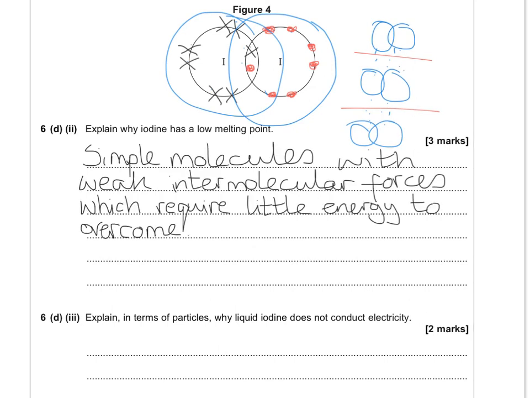They will also accept if you want to say that they're small molecules or they've got a simple molecular structure. Do not say that the covalent bond is weak. The covalent bond is very, very, very strong, but it is only between 2 of the atoms. It's these intermolecular forces that are weak. So covalent bonds are very strong indeed.